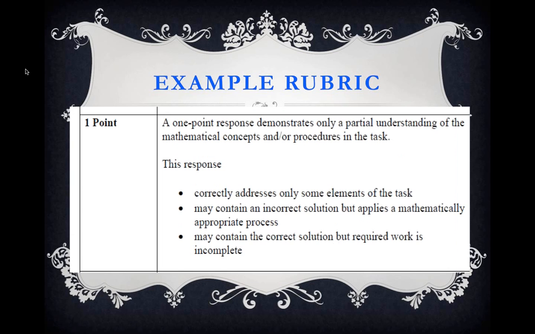Now let's look at if a student scores 1 point, then that response correctly addresses only some elements of the task. It may contain an incorrect solution, but applies a mathematically appropriate process, or it may contain the correct solution, but required work is incomplete. So they may have most of the things that they need. They just may have messed up on one particular area.